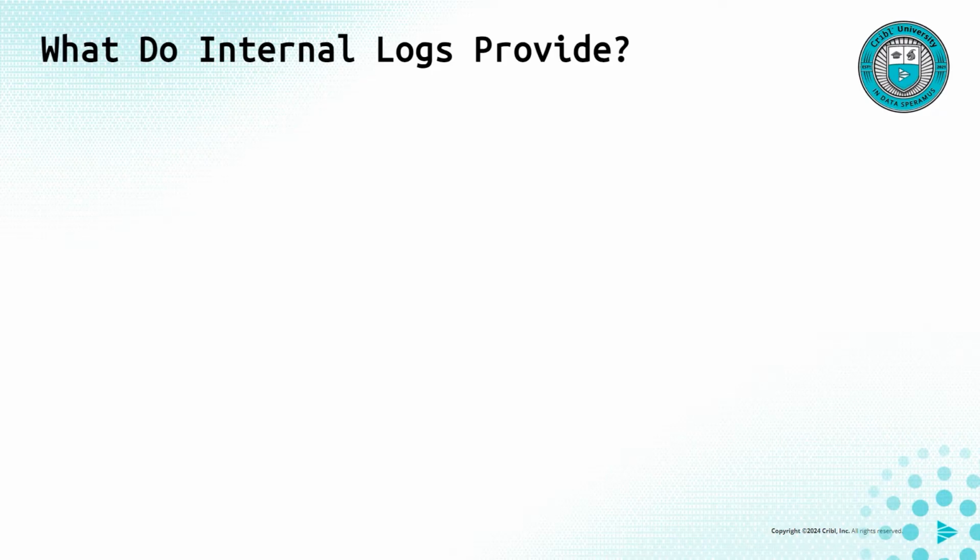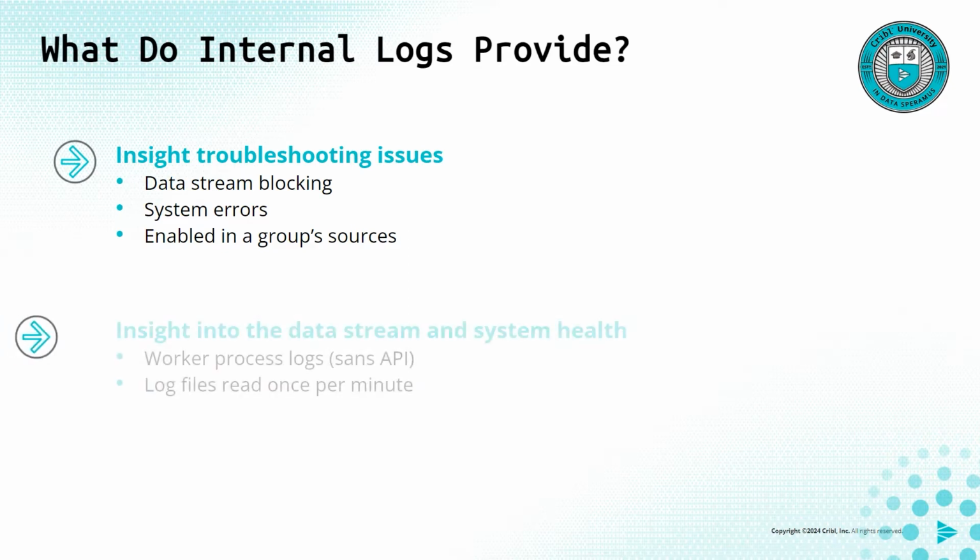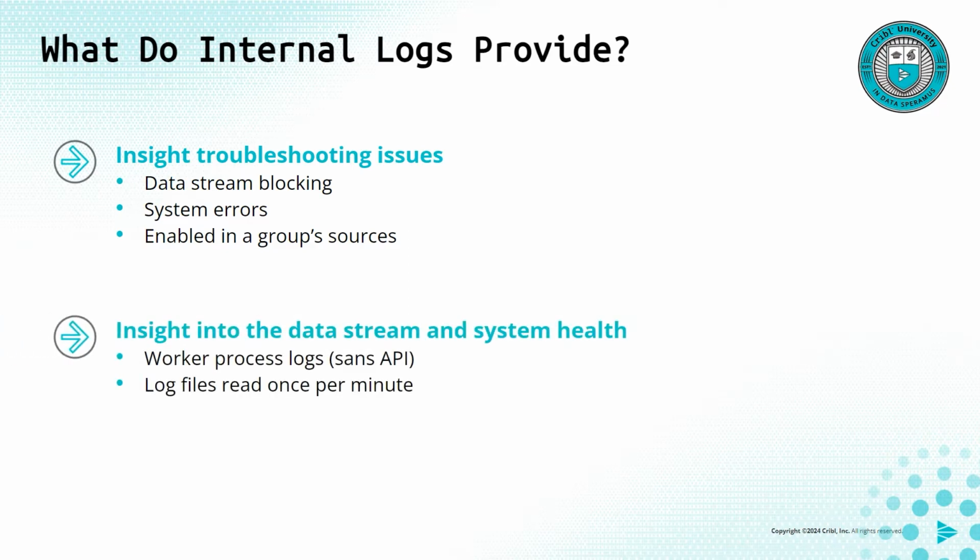So what exactly do Cribl internal logs provide? Just like every device on a network, Stream worker nodes generate logs about what the system is doing. These logs are fundamental for troubleshooting issues such as data stream blocking or system errors. They are generated in the form of an event stream that may be enabled in a group's sources. The logs can provide insight into the data stream or into a system's health and are read every minute.